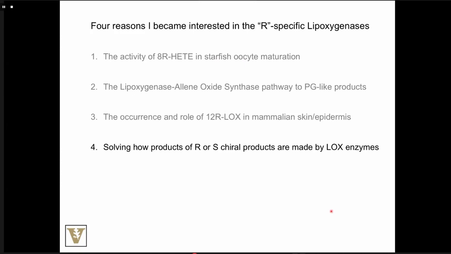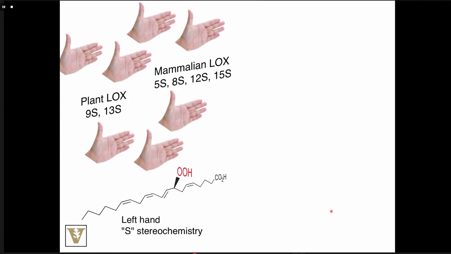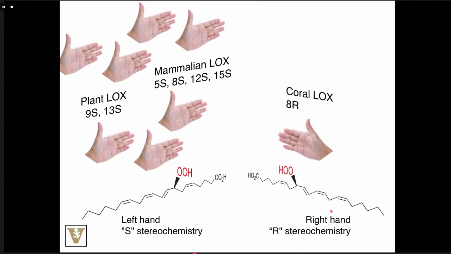So that was 1, 2. I'm going to skip 3 at the moment, which was the occurrence and role of the 8-R lipoxygenase pathway in the mammalian epidermis, and go to solving how the products of R and S chiral products are made by lipoxygenase enzymes. So here's the situation again. We've got all these S-lipoxygenases. They're essentially putting the reaction into the enzyme in exactly the same way, just the substrate changes around or slides in differently, and we get S stereochemistry. How do we get the R?